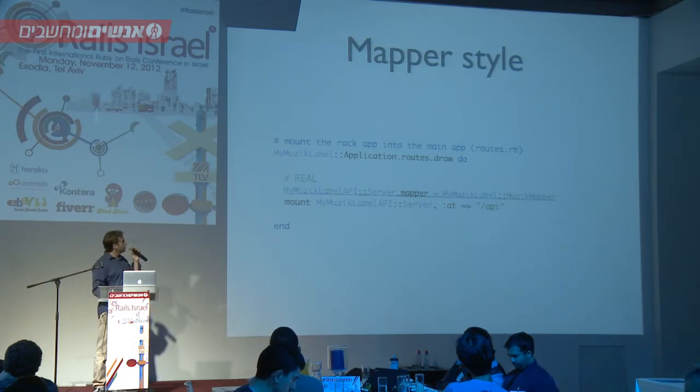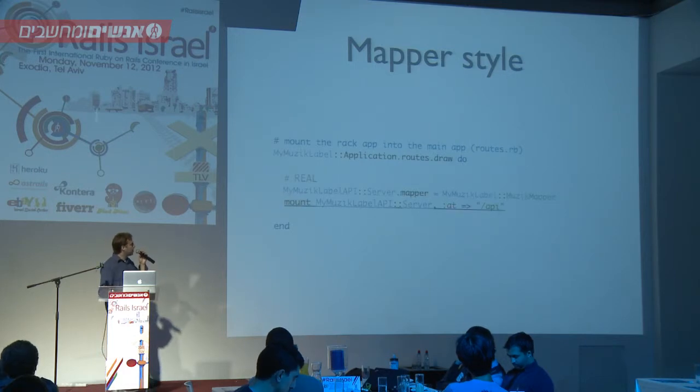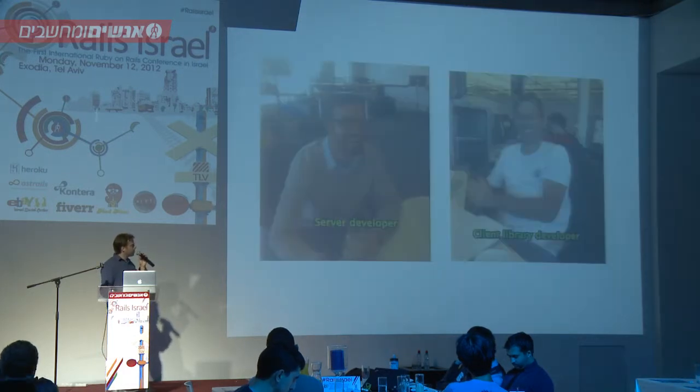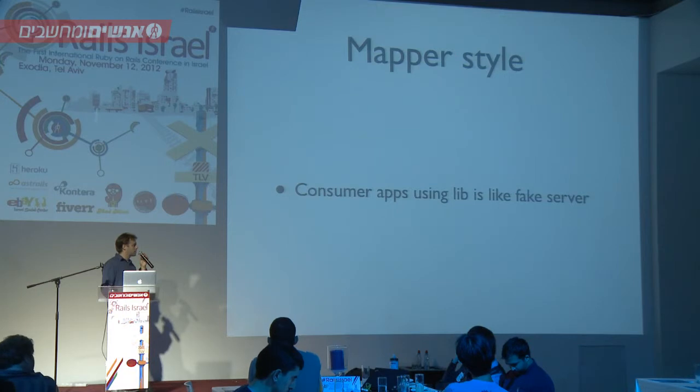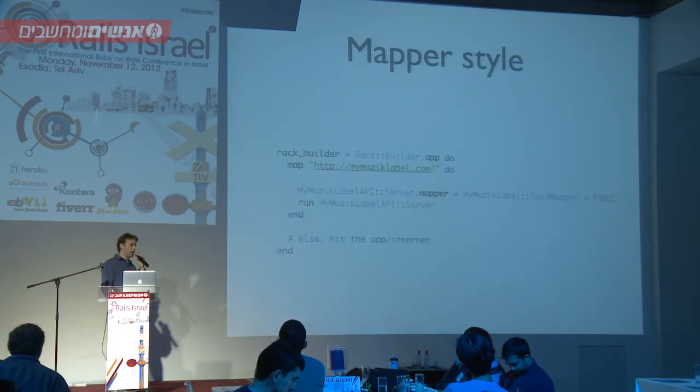All right, so if this is our Rails app, we can just do application routes draw, assign it, and then mount it. So happy people all around. And the consumer application can still use the app just like the fake server, using a mock. And that's still a bonus. It's a little bit more DRY.